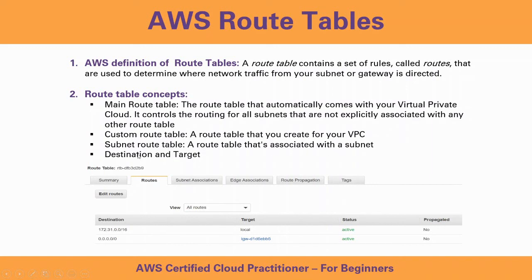And then another important concept is destination and target. If you see in this image below, this is from the virtual private cloud console, the VPC console. And over here, as you can see, this is the destination and this is the target. So every route will have a destination and a target.